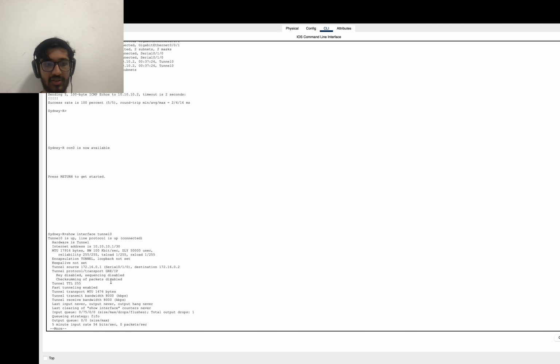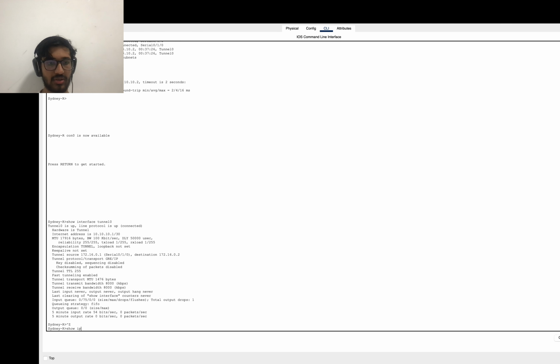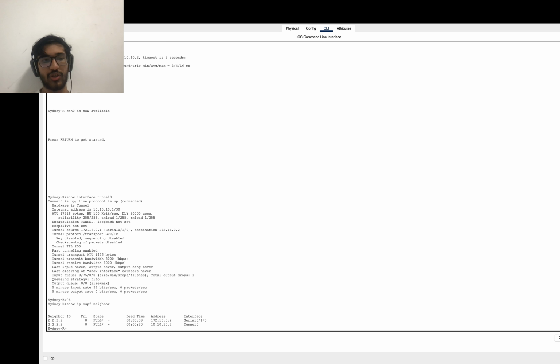Let's see another thing, which is the OSPF neighbor table. You can clearly see Melbourne router ID 2.2.2.2 appearing twice, once over the physical serial link and also once over tunnel 0, here at 10.10.10.2. State is full on both. This means OSPF is running through the GRE tunnel.